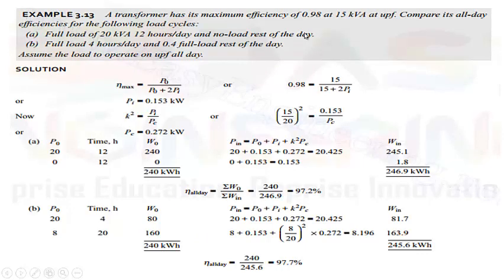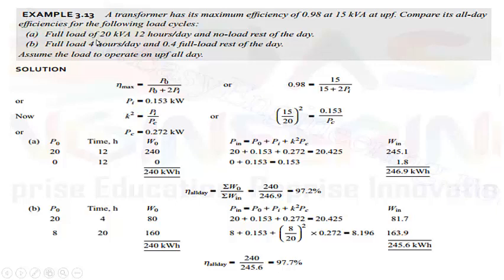Now, one numerical is the all-day efficiency. Here, we need to be very careful, because we have to calculate the energies all the time. A transformer has its maximum efficiency of 0.98 at 15 kVA at unity power factor. Compute its all-day efficiencies for the following load cycles. Here, a full load of 20 kVA. That means it is rated for 20 kVA.